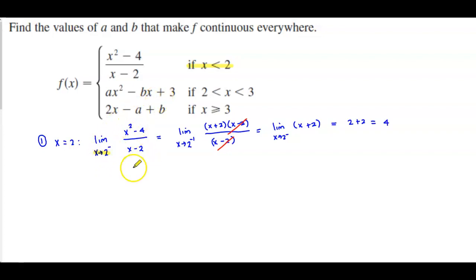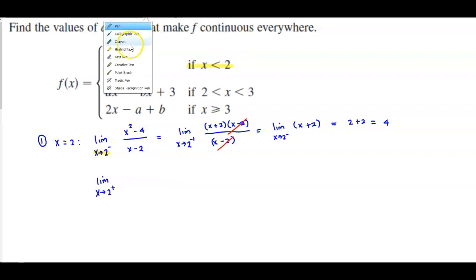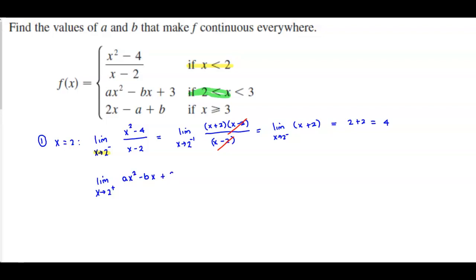So now we need to find the limit as x approaches 2 from the right. When x approaches 2 from the right, that is this, which means we need to use the function ax squared minus bx plus 3. So let's go ahead and do that. We have ax squared minus bx plus 3. And so evaluating the limit at 2, we have a times 2 squared minus b times 2 plus 3, which gives us 4a minus 2b plus 3.